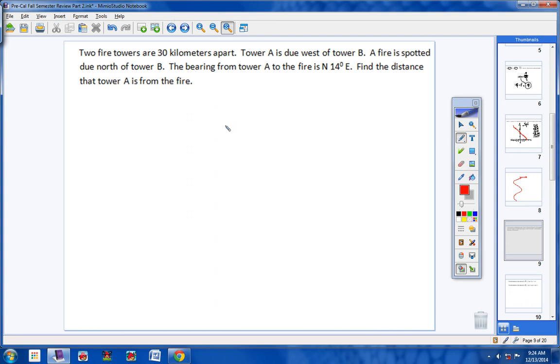I am going to throw some good old-fashioned trigonometry word problems at you. You should recognize this from an old test. Two fire towers are 30 kilometers apart. A is due west of B. So here's B. Here's A, due west. Distance is 30.